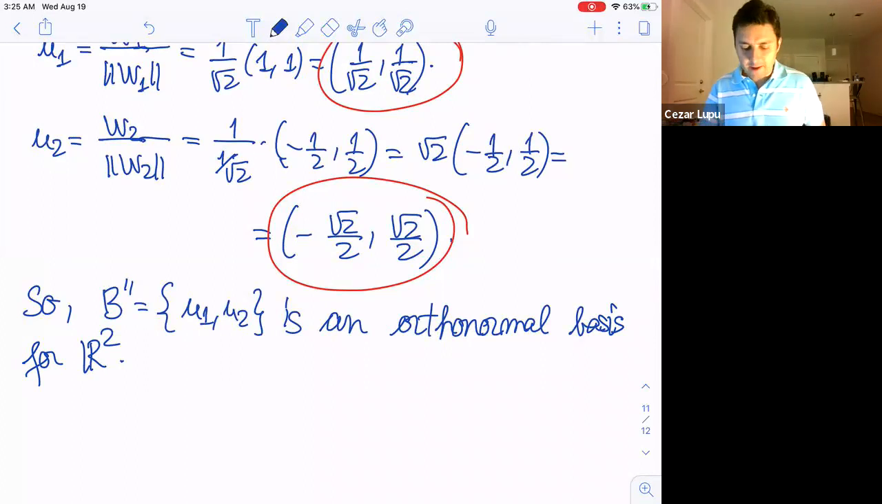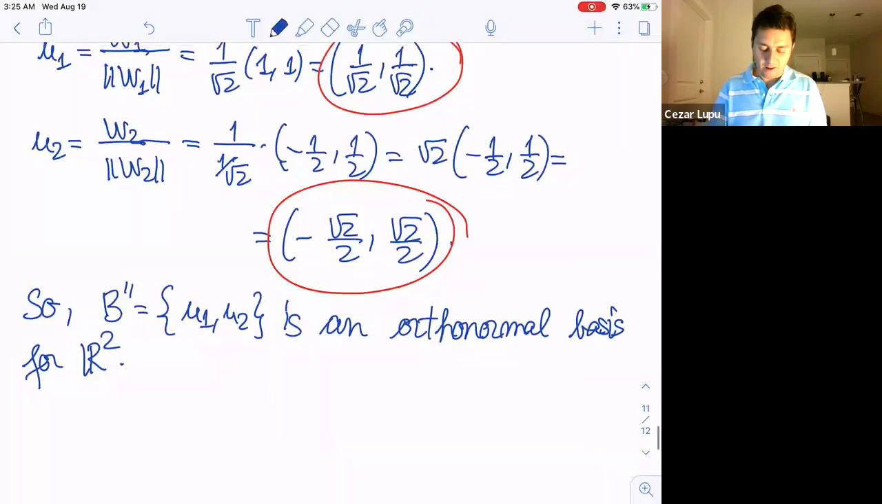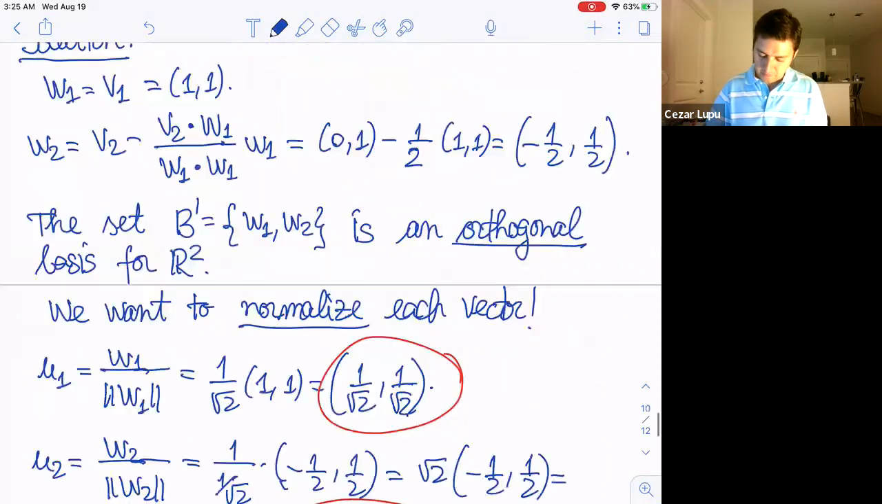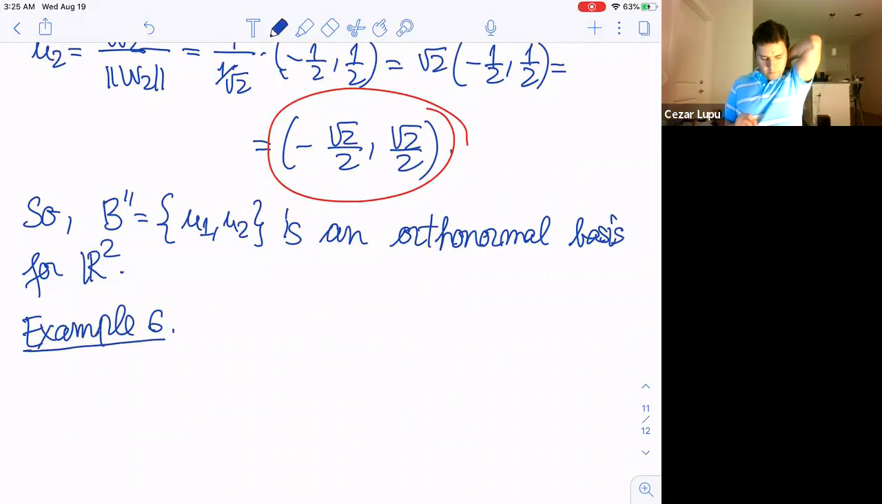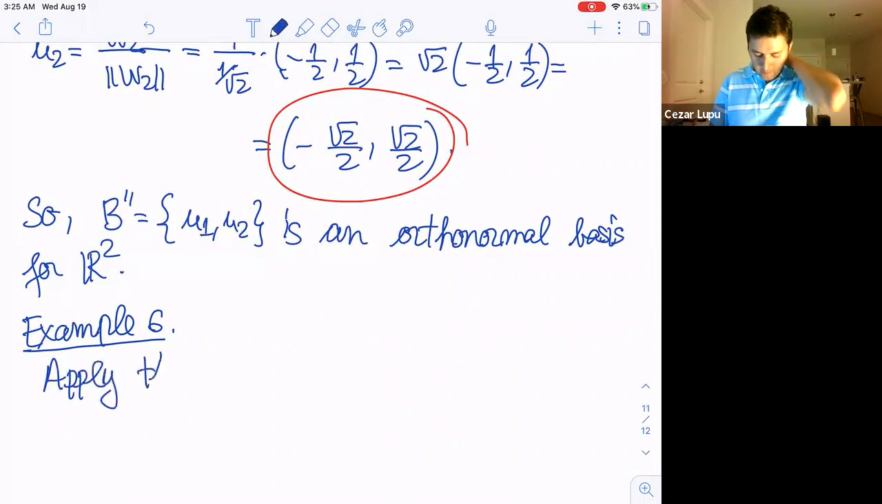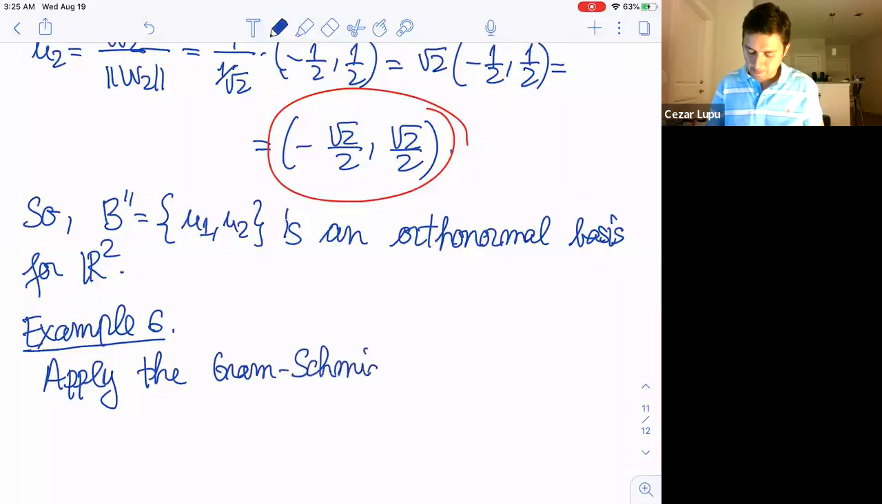Okay, now let's see another example. A little bit more complicated, a 3 by 3 example. So this is example number 6. Again, the same thing. We want to apply the Gram-Schmidt procedure.